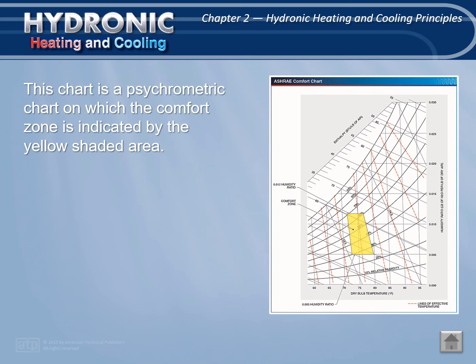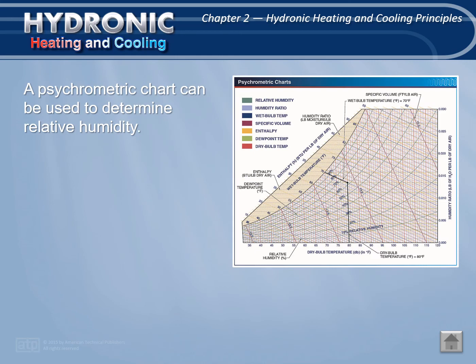This is called a psychrometric chart, on which the comfort zone is indicated in the yellow shaded area. This chart takes account of dry bulb temperature, humidity ratio, the relative humidity, and the enthalpy of a given situation. A psychrometric chart can be used to determine relative humidity.